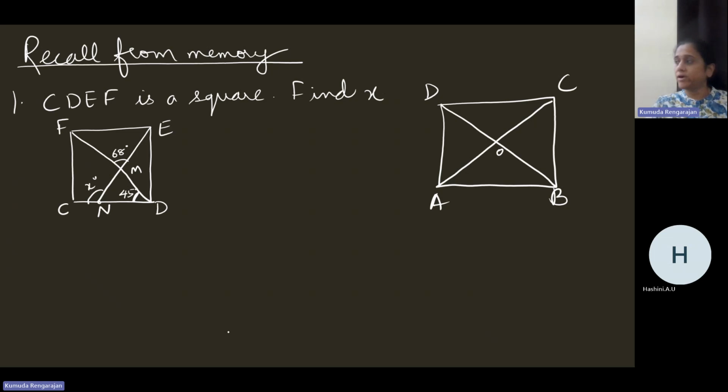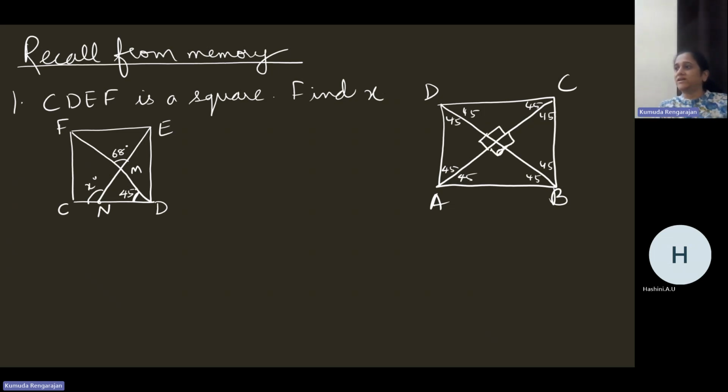We know that in a square, each corner is a right angle. Diagonal AC bisects angles A and C. The diagonal BD bisects angles B and D. So 90 is 45, 45 here, and 45, 45 here, because all these corner angles are bisected by the diagonals. And in a square, the diagonals meet at right angles. So 90, 90, 90, 90.